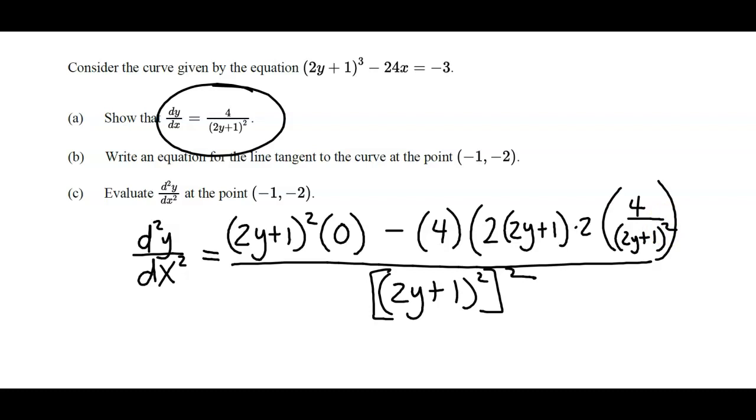Now the next thing we want to do is plug in the numbers that they give us. Now we don't really need the x because there's no x's here. All we need to do is plug in the y values. So let's do that. I'm going to go through here and erase all the y values, and I'm going to plug in the y value that they gave me, which is -2.